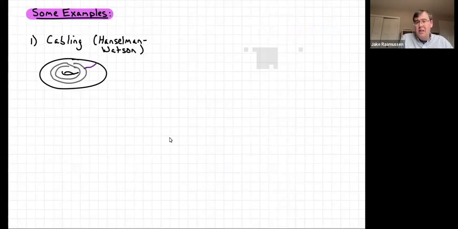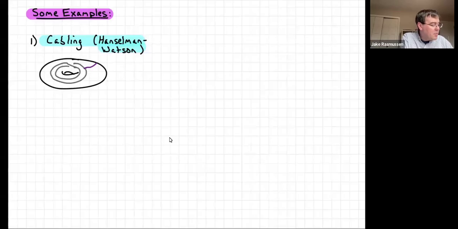Okay, so let me talk a little bit about the examples I want to consider. Maybe the first example I'll talk about is the cabling operator. This was already described quite a while ago by Hanselman and Watson. I've just drawn the two-strand cabling operator here, but this works for arbitrary cables.